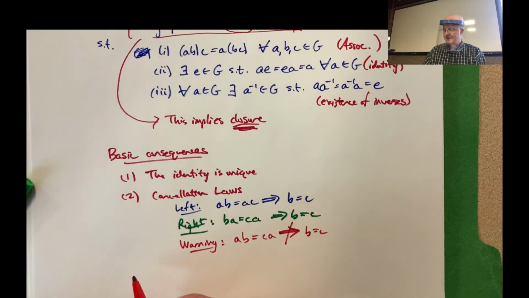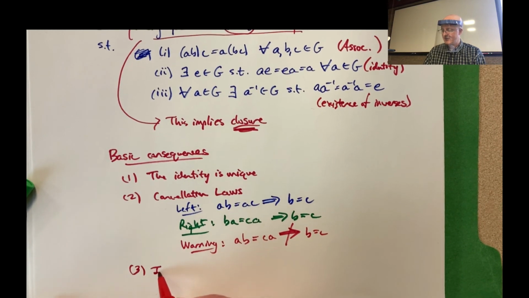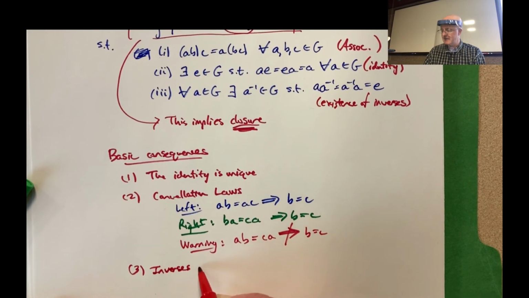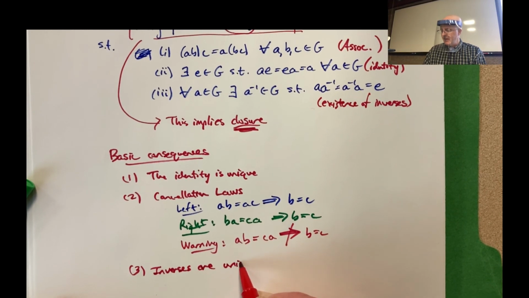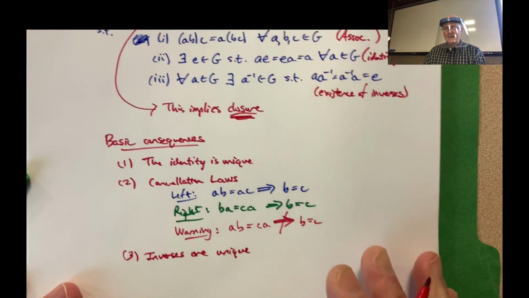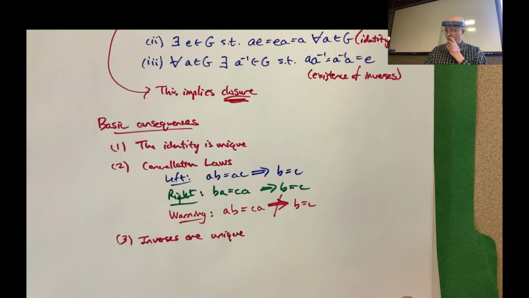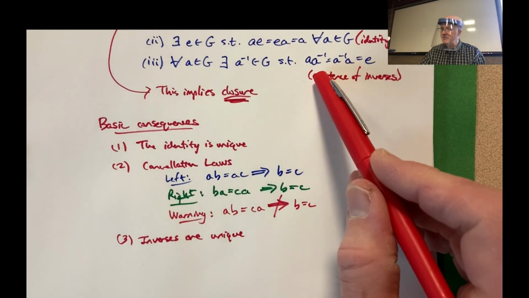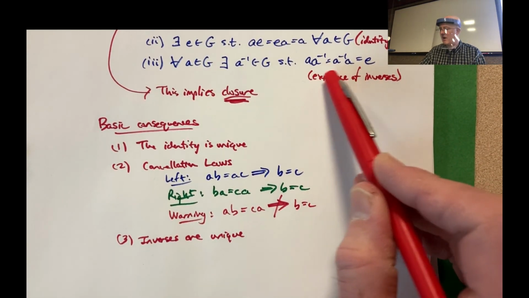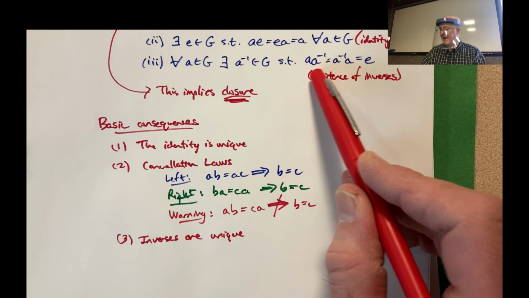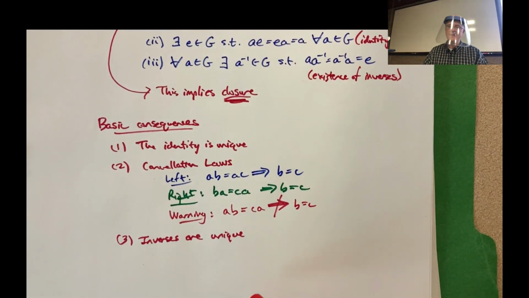And the third basic consequence I already mentioned is that inverses are unique. The easiest way to prove that is with the cancellation law. Or one of the cancellation laws, both of them, I guess you could say, if we're thinking about left and right inverses, although we do assume here that our inverses are both left and right, that A and its inverse commute. But we can prove the inverses are unique as well.